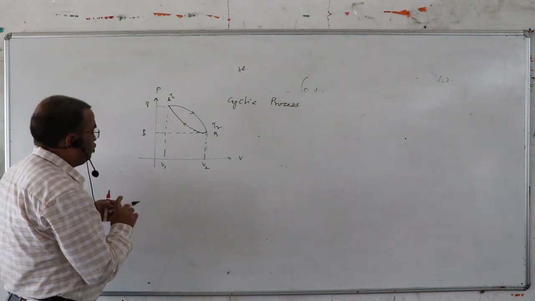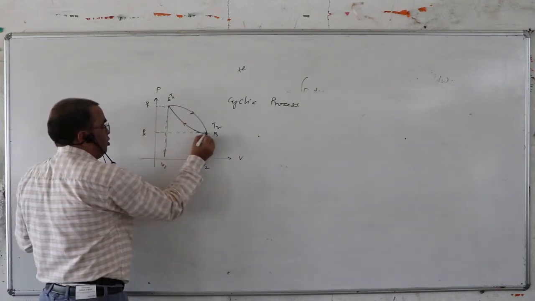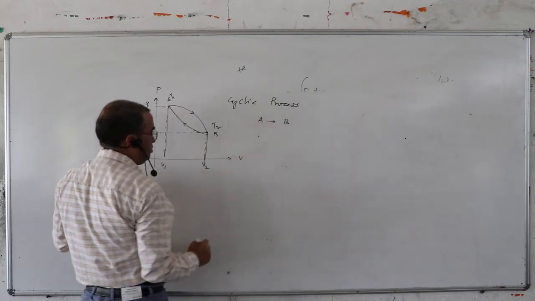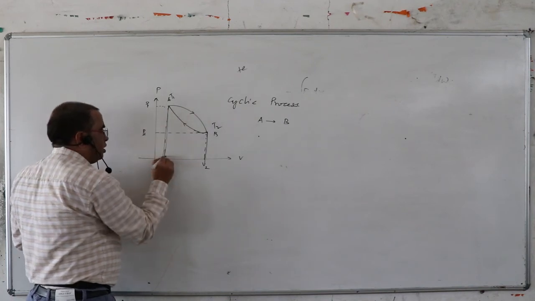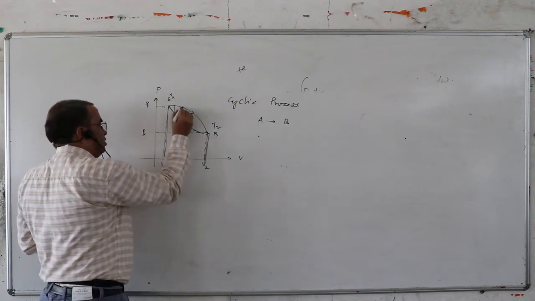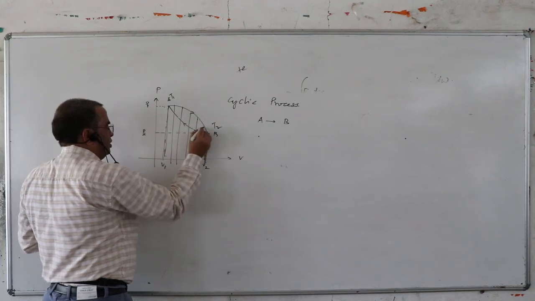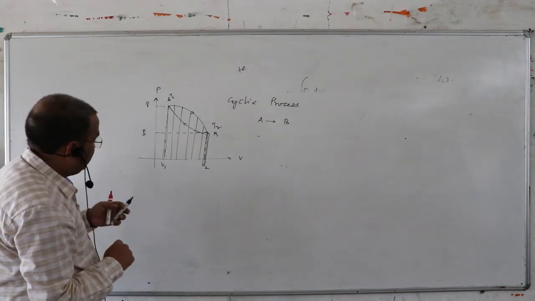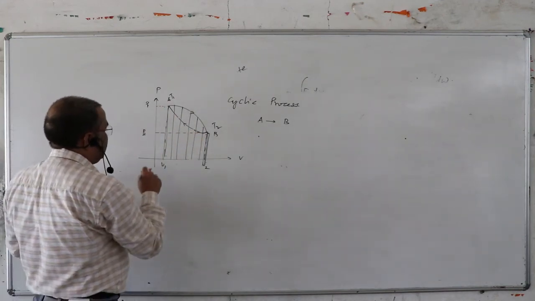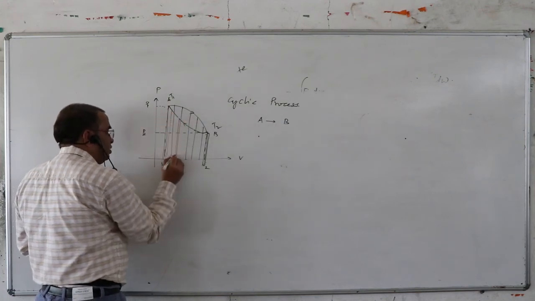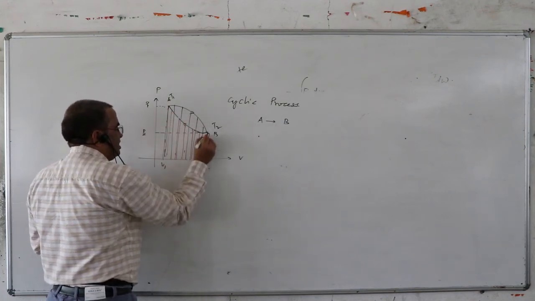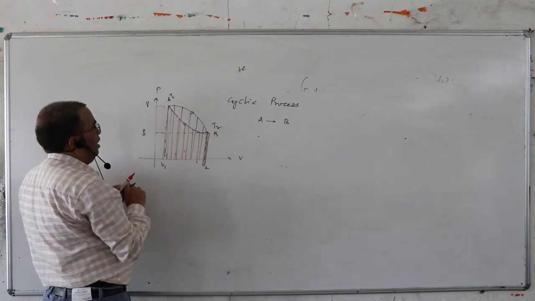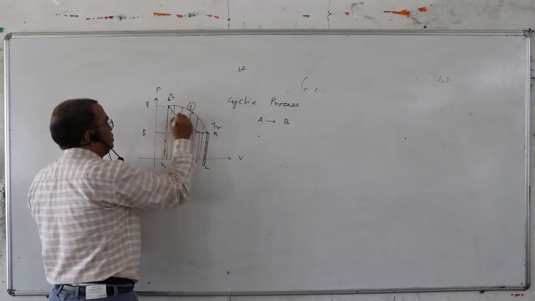Now let us understand. I am using two kinds of steps. For the first process, when it is A to B, the area under the curve and the volume axis is the work done by the gas in process A to B. Similarly, when it is taken from B to A, there will also be work done. Process 1 is from A to B, process 2 is from B to A.